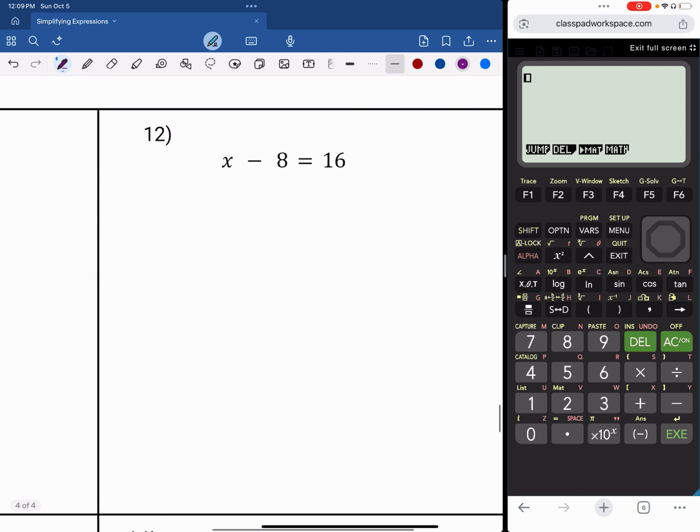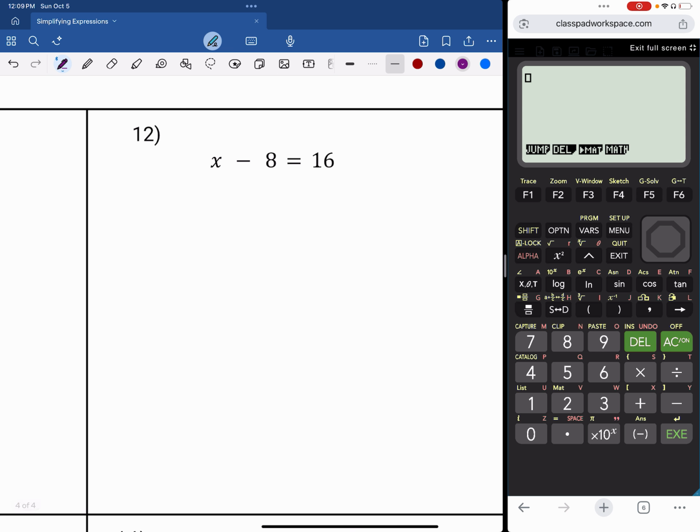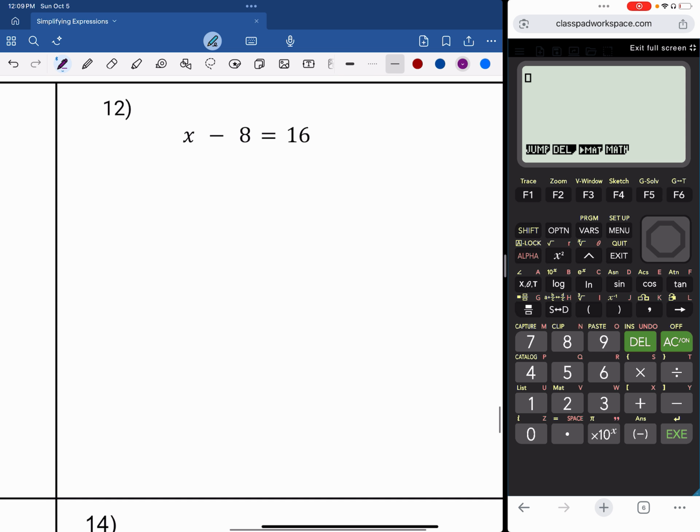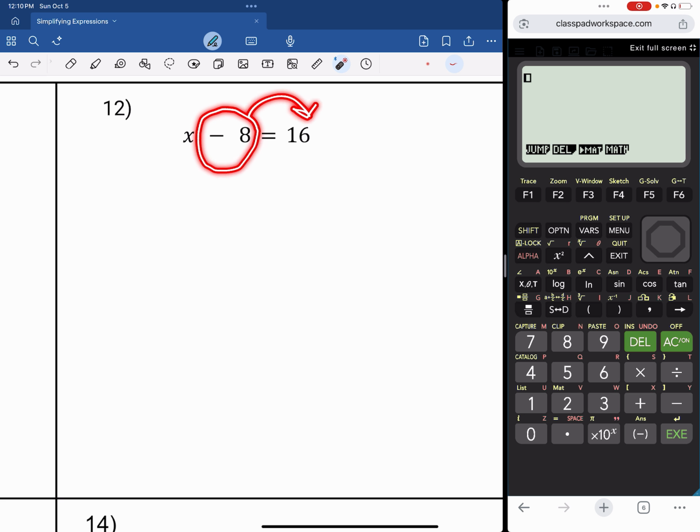All right, question 2. We have x minus 8 is equal to 16. So steps are the same here. My goal is to isolate x or get x by itself. That means I need to get rid of this negative 8 by moving it to the other side. How do I do that? I just use inverse operation. So since 8 is being subtracted here, my opposite of subtraction is going to be addition. So I'm going to add 8 to both sides to get x by itself.